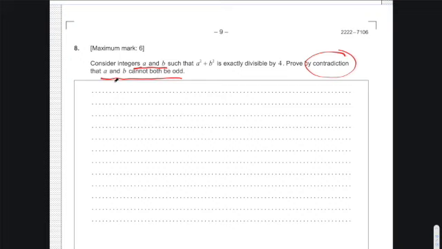The target here is to prove that a and b cannot both be odd. So the opposite of this statement is a and b can both be odd. Okay, so let's assume that a and b can both be odd.